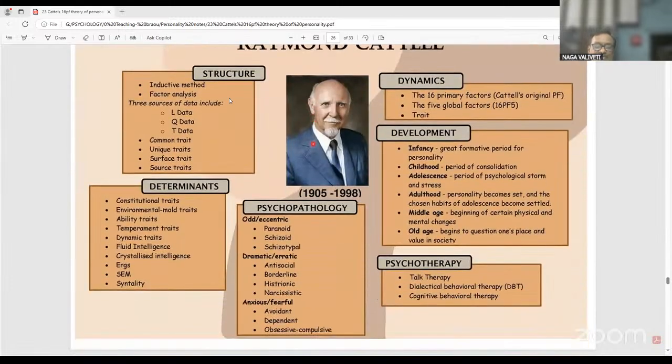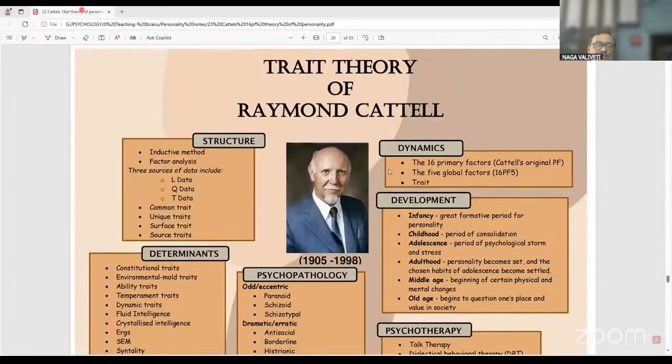So briefly, the structure of personality discussion: determinants in terms of hierarchy or motives you have been given, dynamics you have understood, development you have seen, psychopathology you have seen. Psychotherapy, somebody advised, but he has not advised. Okay. This is about it. Any doubts, please? One or two minutes.